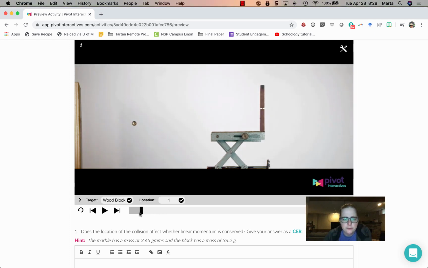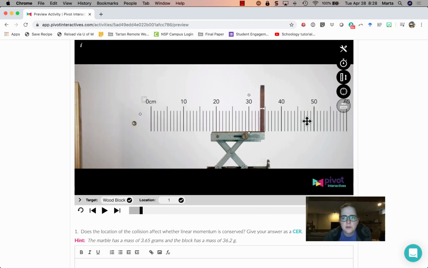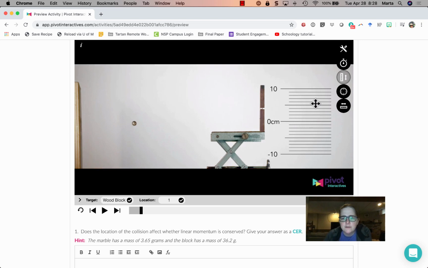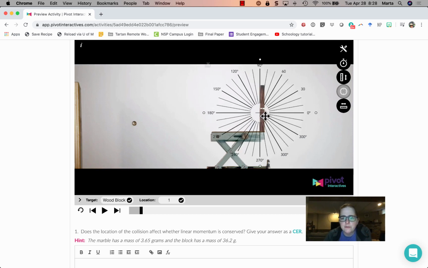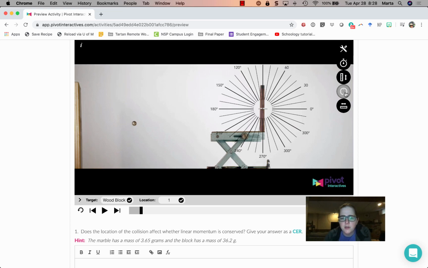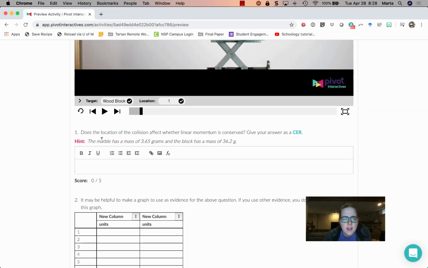And so you'll need to go back to our definition of momentum. You'll need to make a decision about what kind of measurements you need to make and decide, is the momentum conserved? And as a reminder, if you go up to the toolbar, you've got a horizontal ruler that you can drag around. You've got a vertical ruler. You've got a stopwatch. And when we're just talking about linear momentum, the angle is not going to be super useful, but you do have an angle measuring tool if you wanted to use it. I also have in the hint here the mass of both the marble and the block.